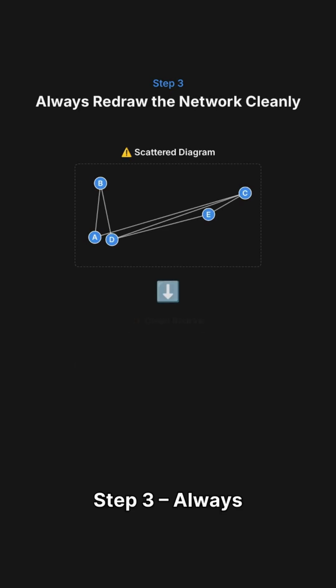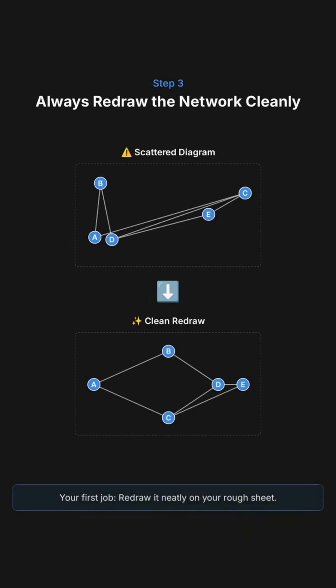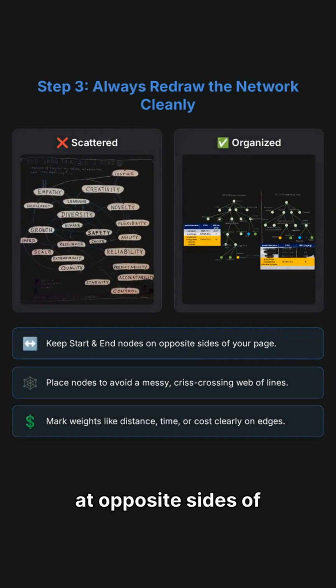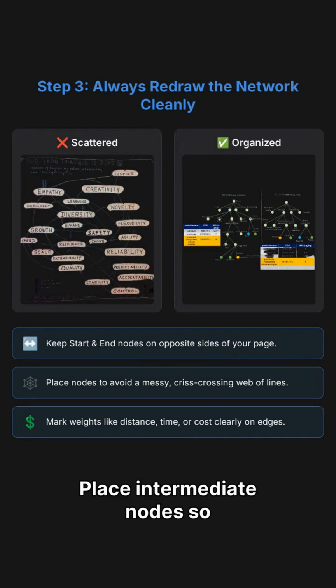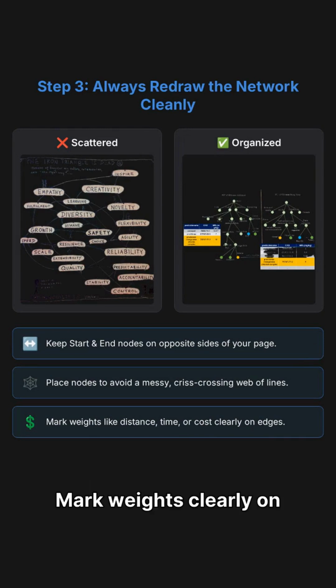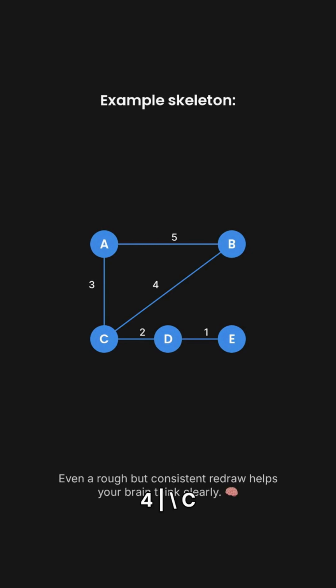Step 3. Always redraw the network cleanly. The diagram in the question is often scattered. Your first job: redraw it neatly on your rough sheet. Tips. Keep important nodes like start and end at opposite sides of your page. Place intermediate nodes so that arrows and lines don't crisscross like a spider web. Mark weights clearly on edges. Example skeleton: A, 5, B, then 3 and 4 down to C, 2, D, 1, E. Even a rough but consistent redraw helps your brain think clearly.